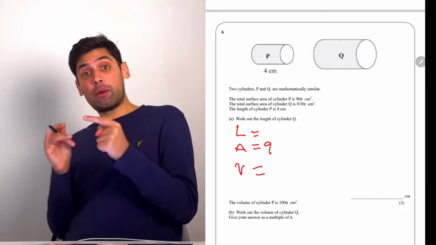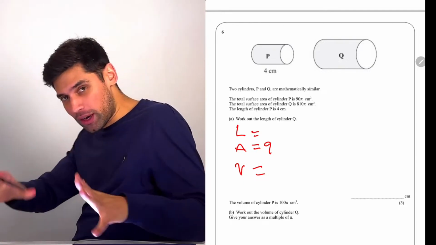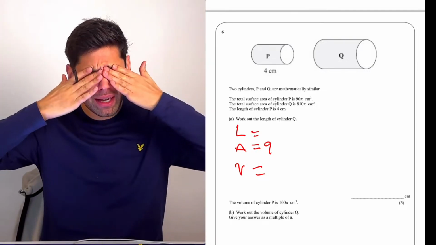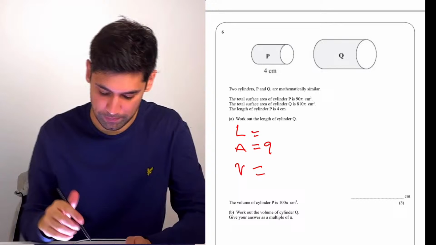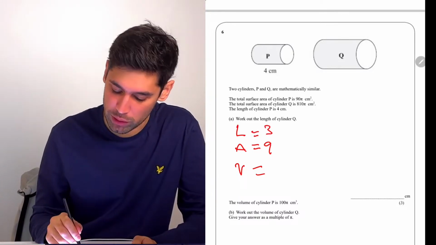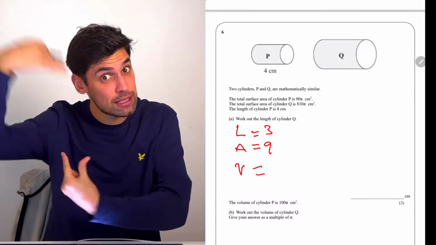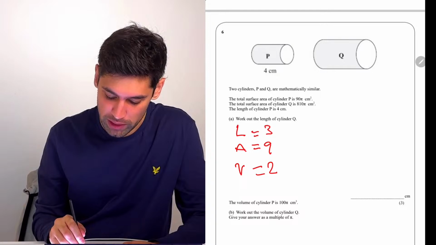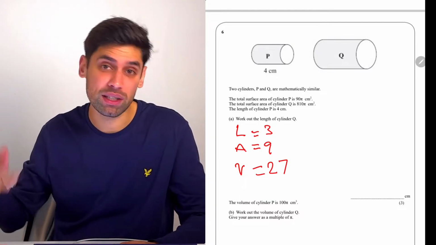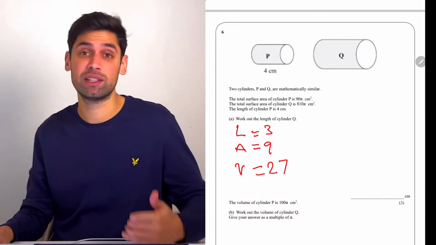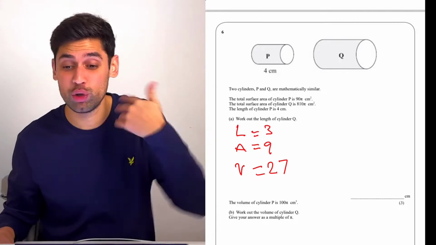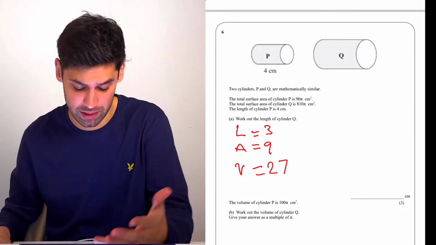So if we have the area scale factor of 9, how do we find the length? Think about it again. Square root. So the length scale factor is going to be 3. Then we cube that to find the volume scale factor, which is going to be 27. Then once again, for both of these questions, A and B, it's just a case of which one do we choose? Choose the correct one, and it's such simple maths.